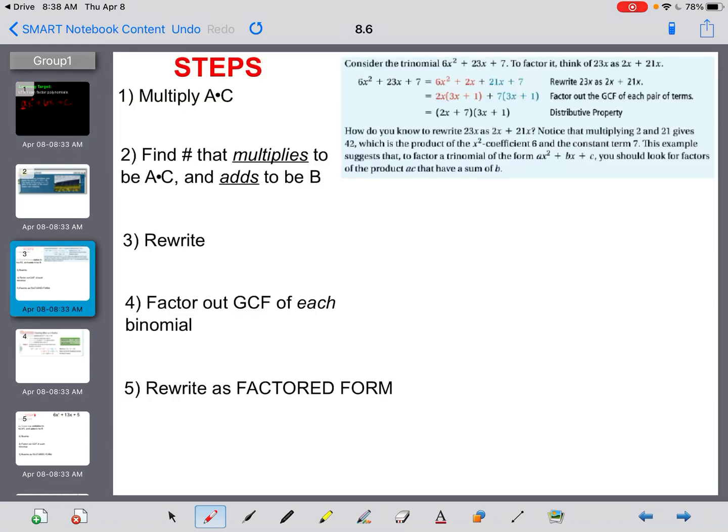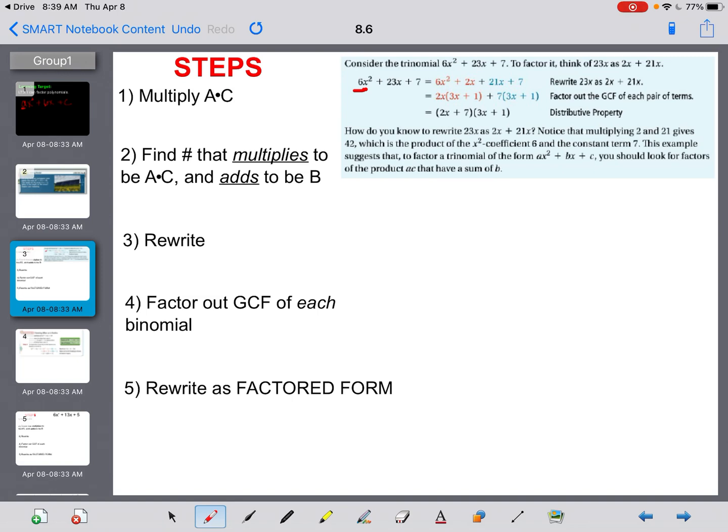Okay, so we are used to being able to just put an x in each binomial when we factor this, but now that's not going to work because that won't give us our a value. So these are the 5 steps that are going to help you, and it's going to seem like a lot at first, but as you keep practicing, it'll be easier and easier. Okay, so we're going to go through the steps on this one.